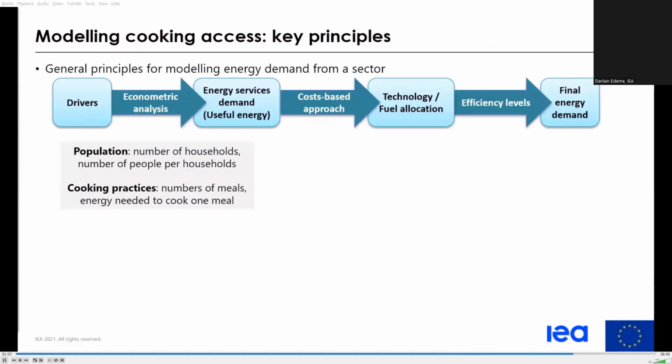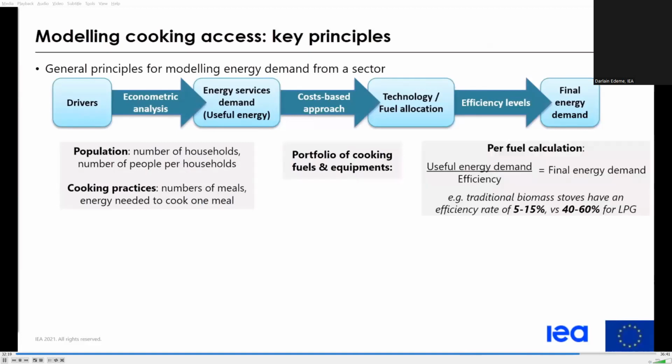You have to do a technology fuel reallocation. You can do a cost-based approach as well. So how many households will be cooking with LPG, will be cooking with traditional use of biomass, etc. in the future? Based on the efficiencies of these technologies and the useful energy demand, you can then calculate your final energy demand. And you can also calculate the amount of energy needed to produce in the country.